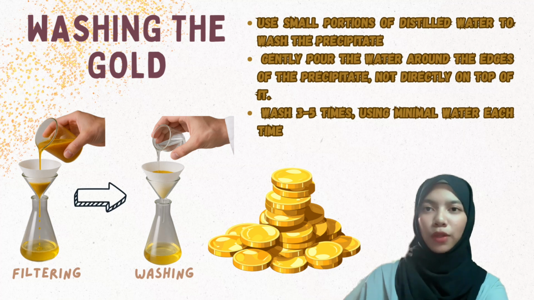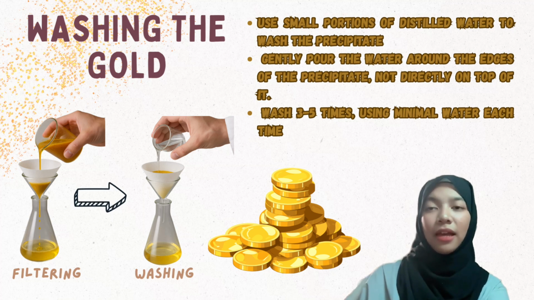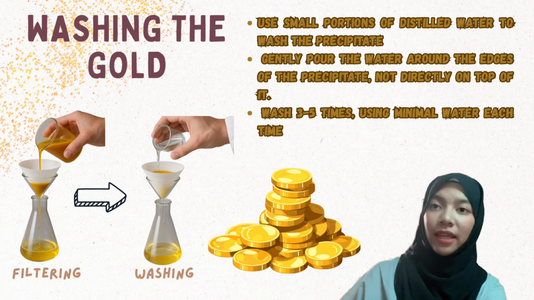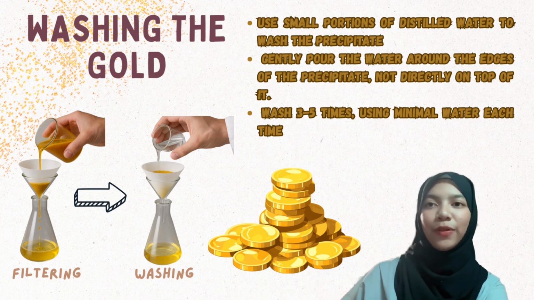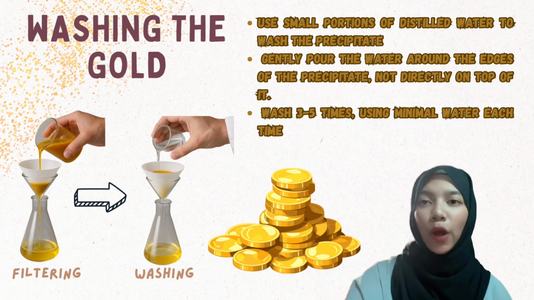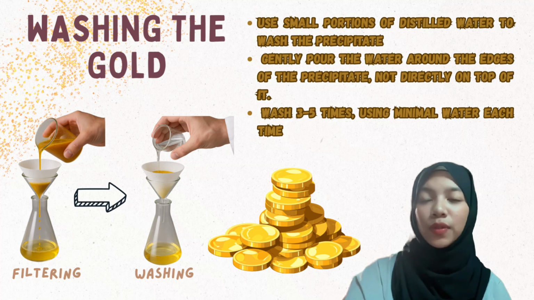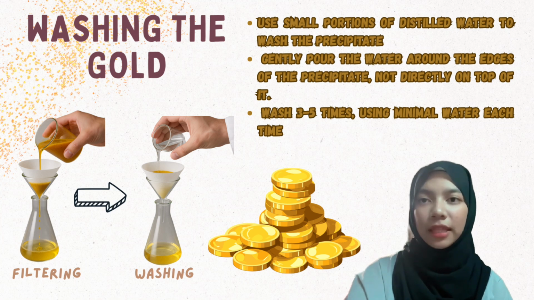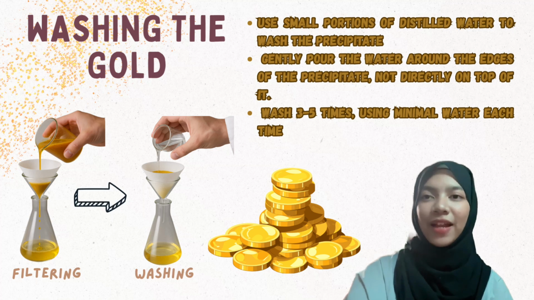After we filter the gold from solution using filter paper, some impurities such as chloride ions, neutral ions, or leftover acids may still remain with the gold. This can affect the final weight and can lead to inaccurate results. To remove these impurities, we wash the gold using small portions of distilled water. We do it carefully and gently, pouring the water around the edge of the gold, not directly on top, because we want to avoid losing any particles.